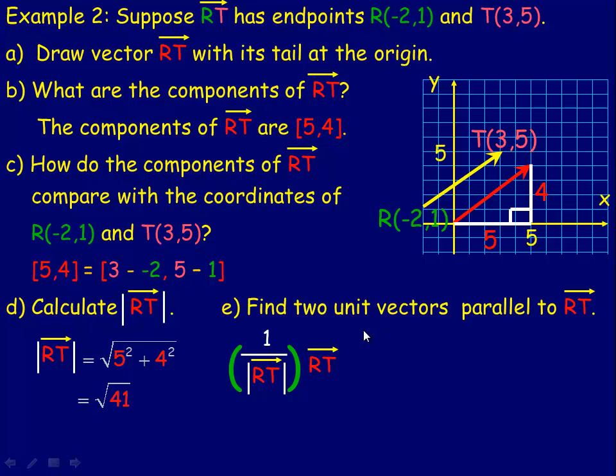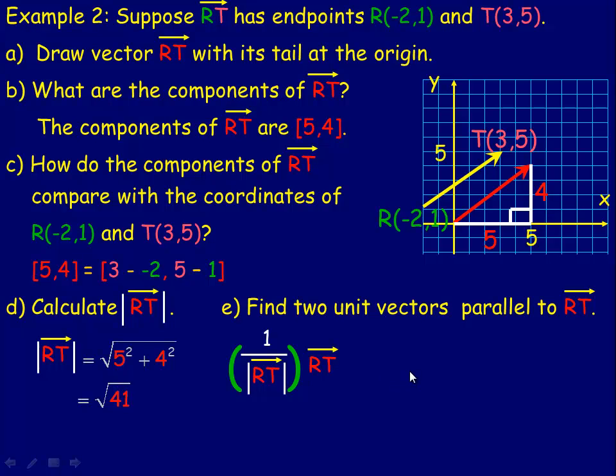Now in part E it says find two unit vectors parallel to RT. Unit vectors are vectors that have a length of exactly 1 unit. This is much longer than 1 unit. The square root of 41 is between 6 and 7. The square root of 36 is 6, the square root of 49 is 7. So this is a little bit over 6.